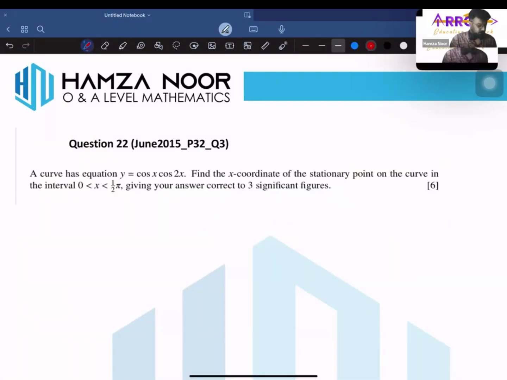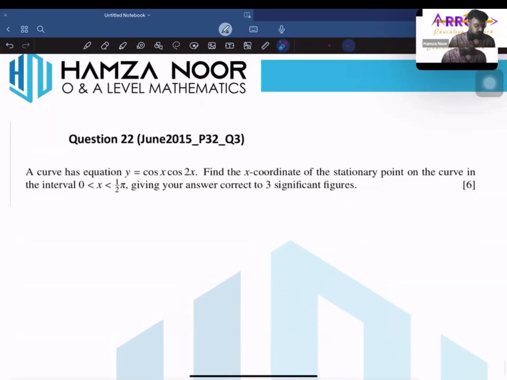The next question is question number 22, which is May-June 2015, paper 32, question number 3. It says that a curve has equation y is equal to cos x multiplied by cos 2x. The requirement is to find the x coordinate of the stationary point on the curve in the interval x greater than 0, less than pi over 2, giving your answer correct to 3 significant figures.